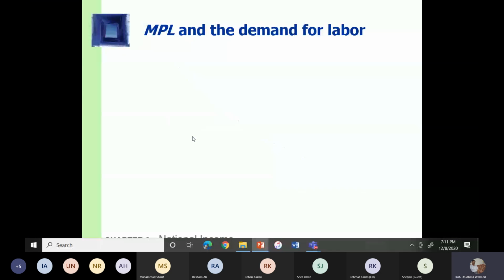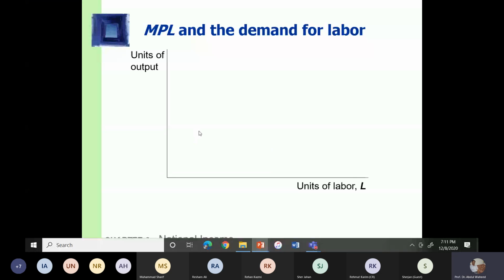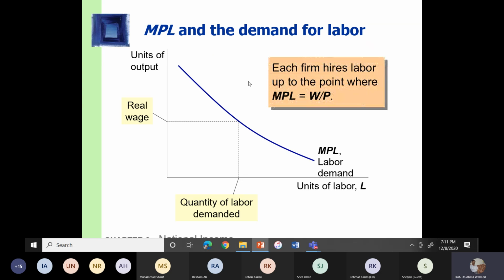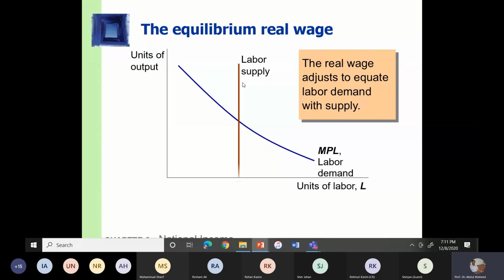Okay, last time we discussed labor market equilibrium. And we saw that the marginal product of labor curve is basically the labor demand curve, and then we have the labor supply curve, which is vertical. And then we have the equilibrium real wage. Okay, so the same technique we will follow for the capital market equilibrium.